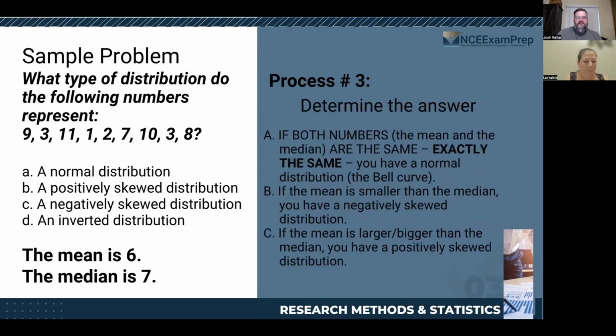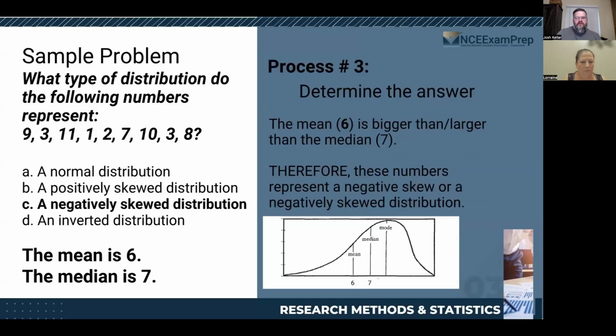Okay. And so based on that, we need to determine the answer. If the mean is exactly the same as the median, we have a normal distribution. Do we have a normal distribution? No. What do we have? Negative. If the mean is lower, yes. Because the mean is less than the median, the numbers are negatively skewed. Awesome.